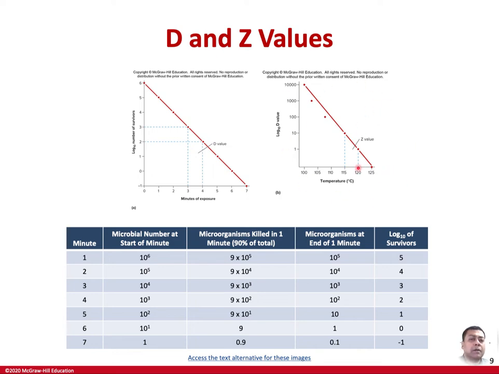This plot is an exponential plot of the D-values versus the temperature. Here on the y-axis, you have the log 10 of the D-value, and here is the temperature change at a given D-value. The temperature change at a given D-value that reduces the population by 1 log unit is known as the Z-value.